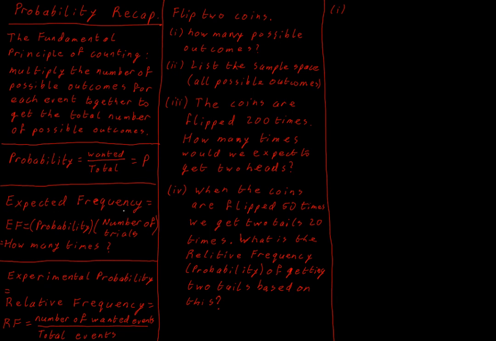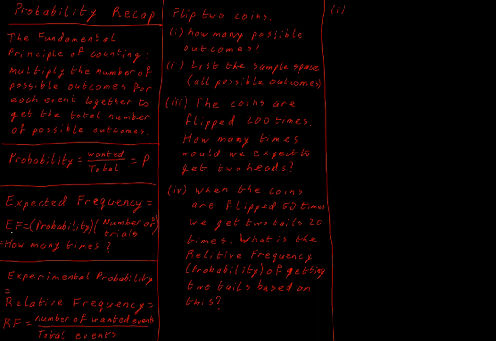The expected frequency, so there's lots of language in here, but it often is fairly understandable if we think about what the English of the words mean. Expected means what would you expect, what do you think is going to happen. And frequency means how many times you would see something. So expected frequency is how many times do I expect to see something. And that's exactly what it is.